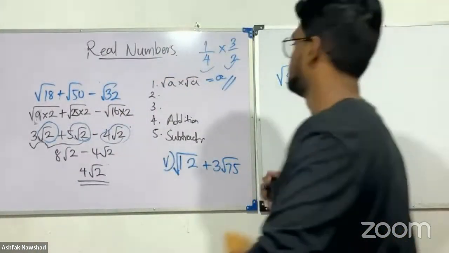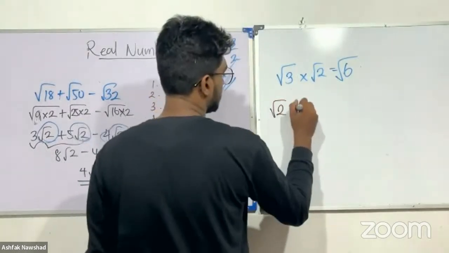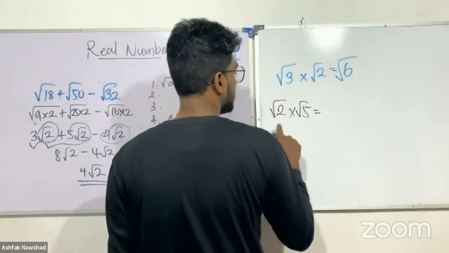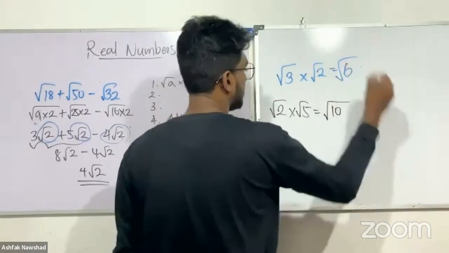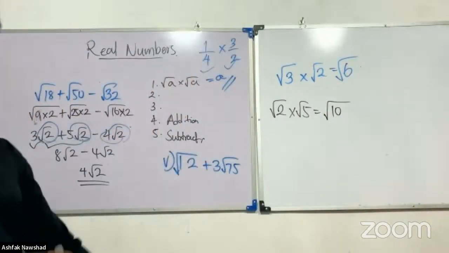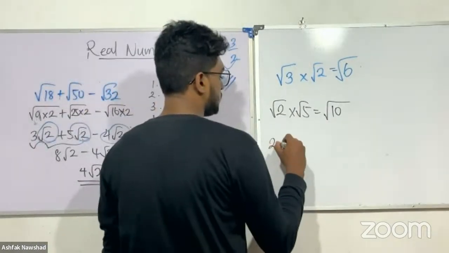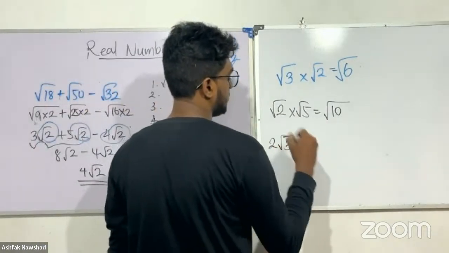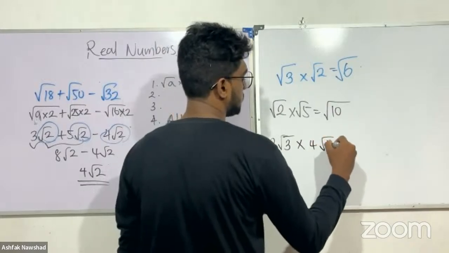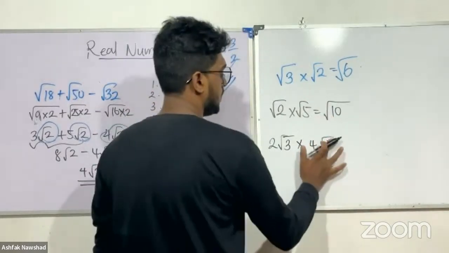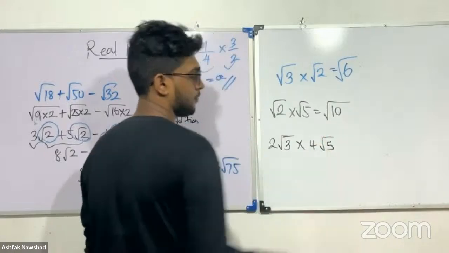I hope it is. Yeah. Root 2 times root 5. That is 2 times 5, 10. Don't forget the root. Root 10. Right? And let's see, 2 root 3 times 4 root 5. Oh, sorry, not 4, that is right, 4 root 5.